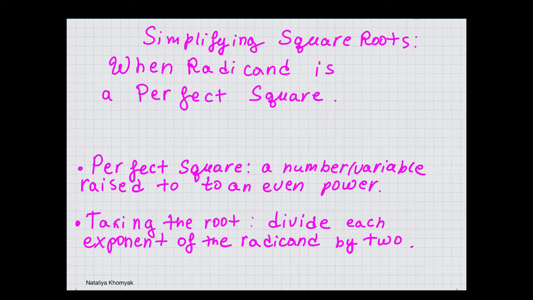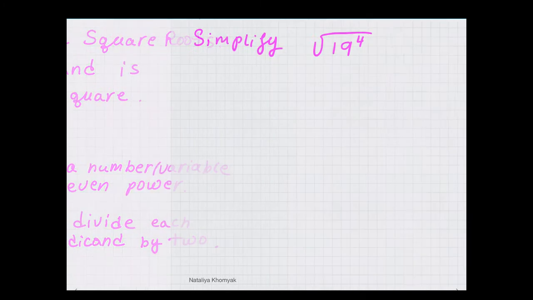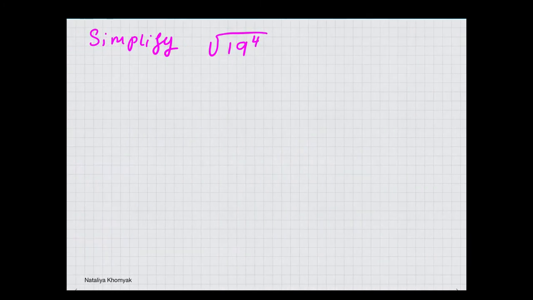Simplifying square roots when the radicand is a perfect square. A perfect square is a number or variable raised to an even power. To take the root, you just divide each exponent of the radicand by 2. Here we need to simplify the square root of 19 to the 4th power.